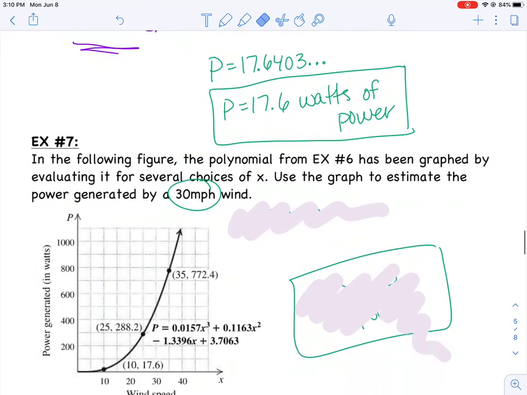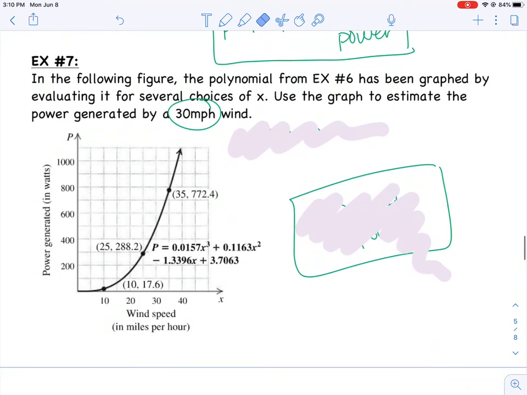Okay? All right, in example number 7, we're going to use the same polynomial from the last example about the watts of power, but instead of looking at the polynomial as an equation, what they've done in this example is graph it for us. So this is the same exact equation that we used for our 10 mile per hour wind and the wattage of power that we're going to get out, but as a graph. And it asks us to use the graph to estimate the power generated by a 30 mile per hour wind.